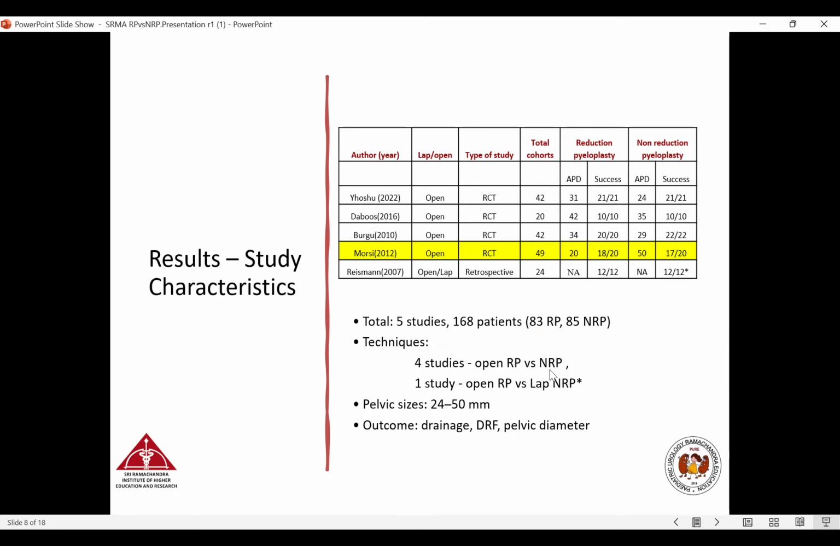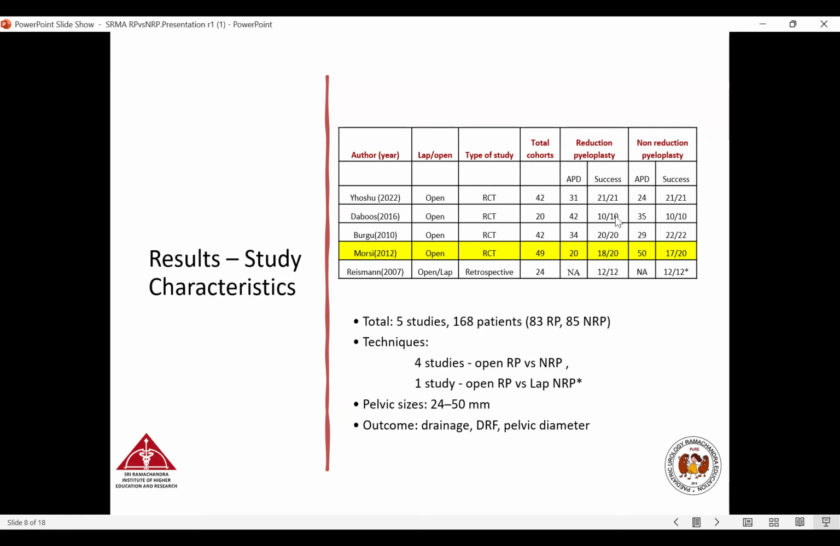4 studies were comparing open reduction pyeloplasty with open non-reduction pyeloplasty, and 1 study compared open reduction pyeloplasty versus laparoscopic non-reduction pyeloplasty. The first study is by our own Inono Yoshu. She published it in JIAPS in 2022, comparing 21 patients in the reduction limb and 21 patients in the non-reduction limb. The other studies have much smaller numbers. This is the largest, basically. Even 21 is the biggest here. 21 plus 21 is 42. You should look at it that way.